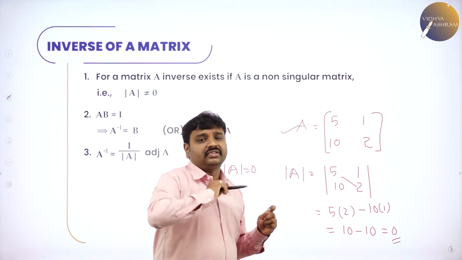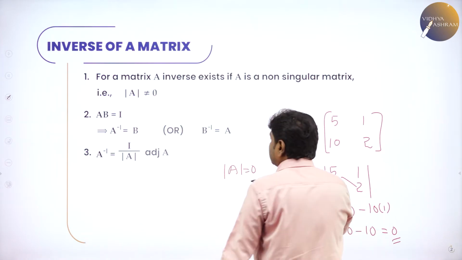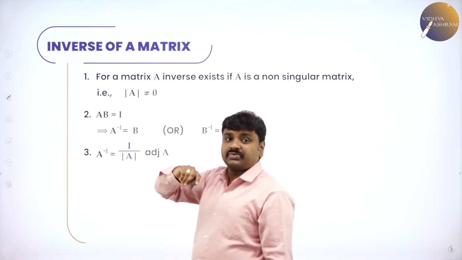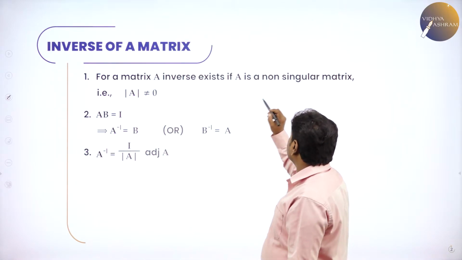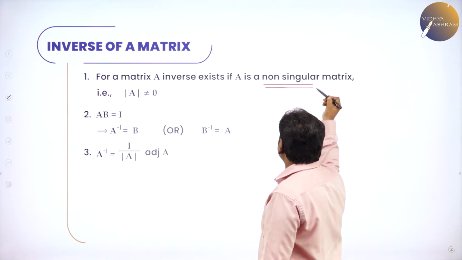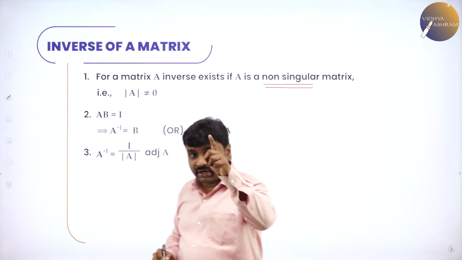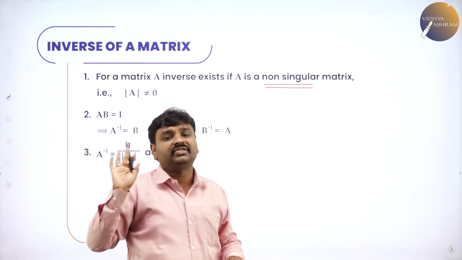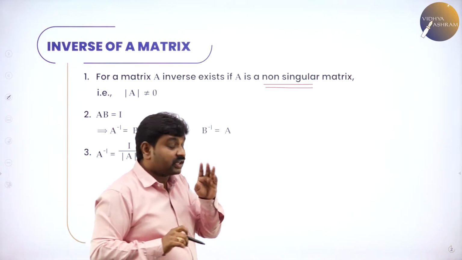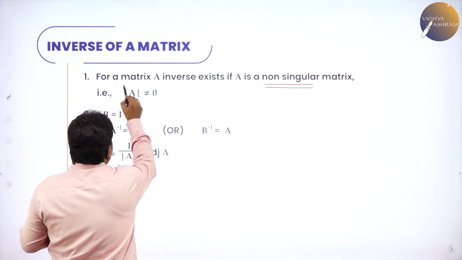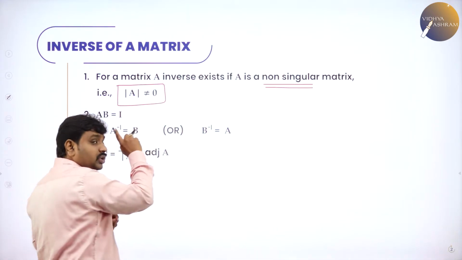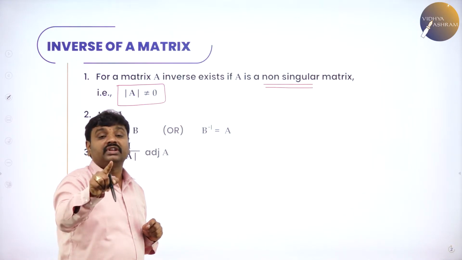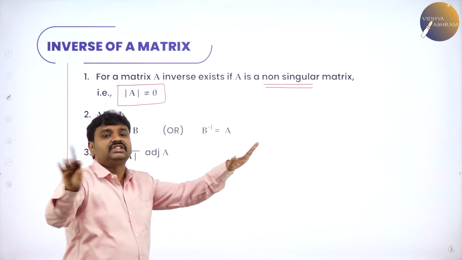Why we need this? Because the very first concept we say is inverse exists only for non-singular matrix. Inverse exists only for what? Non-singular matrix. The given matrix is non-singular only then inverse exists. Means the given matrix should be strictly non-singular. Means determinant should not be 0. If determinant is 0, then it is singular. For singular, inverse does not exist.